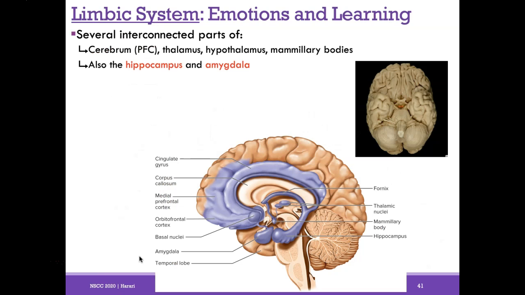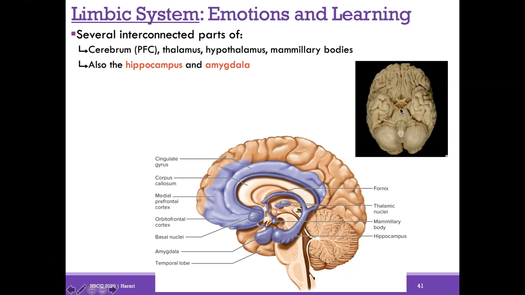Next, we'll talk about the limbic system, and the limbic system is several interconnected parts of the brain that are responsible for emotions and learning. So the limbic system includes the prefrontal cortex, which is part of the cerebrum, really, right? We said that was executive functions. And also parts of the diencephalon, like the thalamus and hypothalamus and mammillary bodies, which are shown right over here.